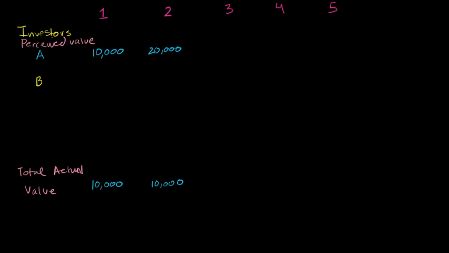I'm going to give him a bunch of money. Let's say I'm going to give him $15,000. I'm going to give him $15,000 in year 2. So how much total actual value do I have in year 2 now? I have the $10,000 from investor A plus this $15,000.